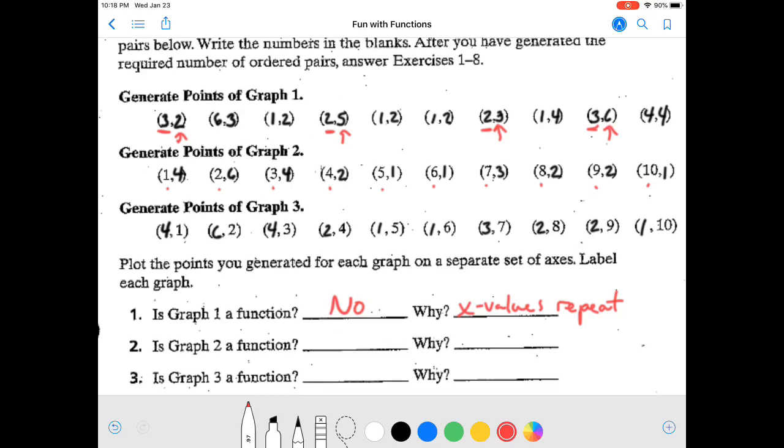So looking at graph 2, let's look at our x values. Every x value is different. So graph 2 is a function. It doesn't matter what the y values are as long as all of our x values are different.